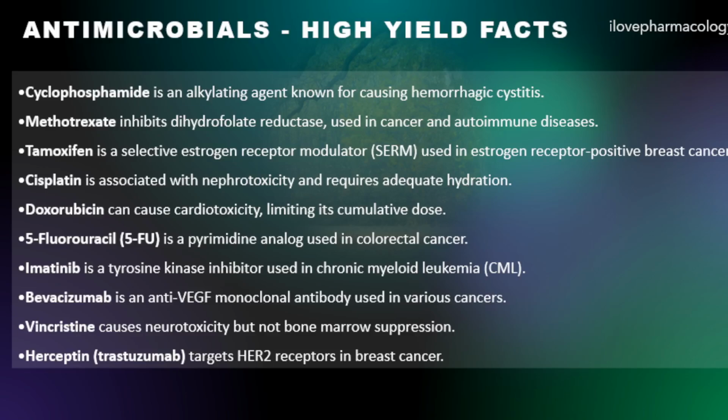Doxo means heart, so that means doxorubicin will cause cardiotoxicity. 5-fluorouracil is a pyrimidine analog which is preferred in colorectal cancer. Imatinib is a tyrosine kinase inhibitor used in chronic myeloid leukemia.